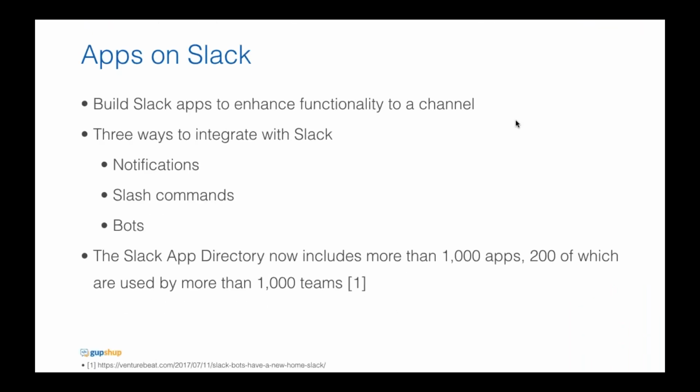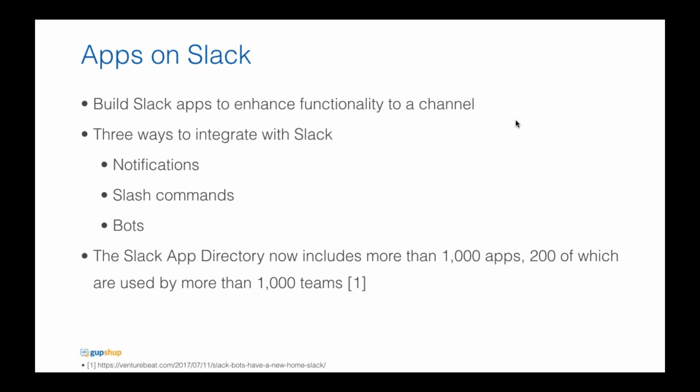So one of the reasons why Slack actually got really popular is the fact that you have bots and apps on Slack. The terminology might be a little confusing, so listen carefully. Essentially, apps on Slack exist to enhance the functionality of a channel, or to enable you to do something that goes outside of just messaging.